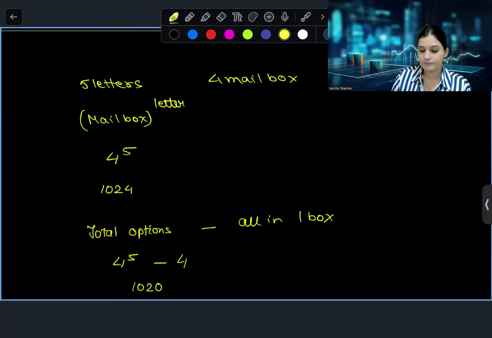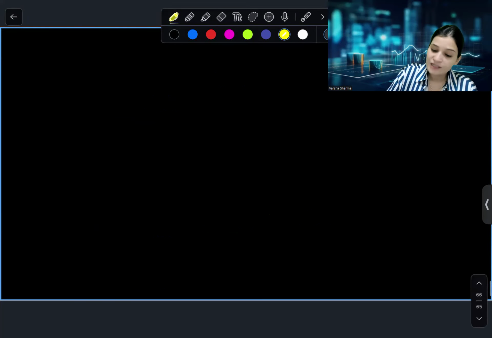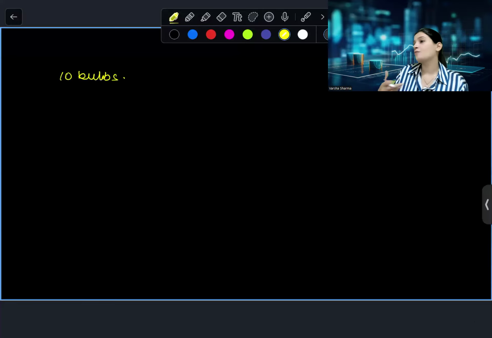Yes, ma'am. Then supposing in a room there are 10 bulbs, 10 lights. In how many combinations are there? Every light has 2 options, either on or off. So first light 2 options, second light 2 options, third light 2 options. Each of the 10 lights will have 2 options each, and you are thinking about all of them together. So it's a case of multiplication. So 2 will be multiplied 10 times. So it is 2 to the power 10.